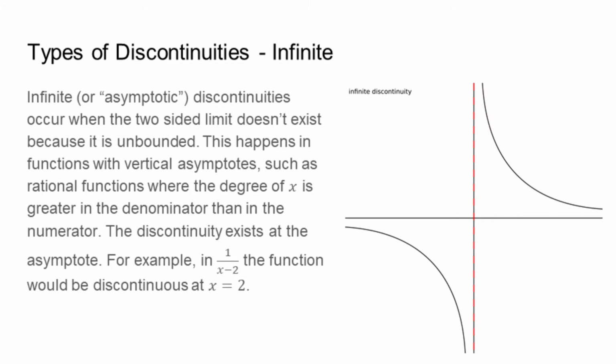Infinite discontinuities. Infinite or asymptotic discontinuities occur when the two-sided limit doesn't exist because it is unbounded. This happens in functions with vertical asymptotes, such as rational functions where the degree of x is greater in the denominator than in the numerator. The discontinuity exists at the asymptote. For example, in 1 over x minus 2, the function would be discontinuous at x equals 2.